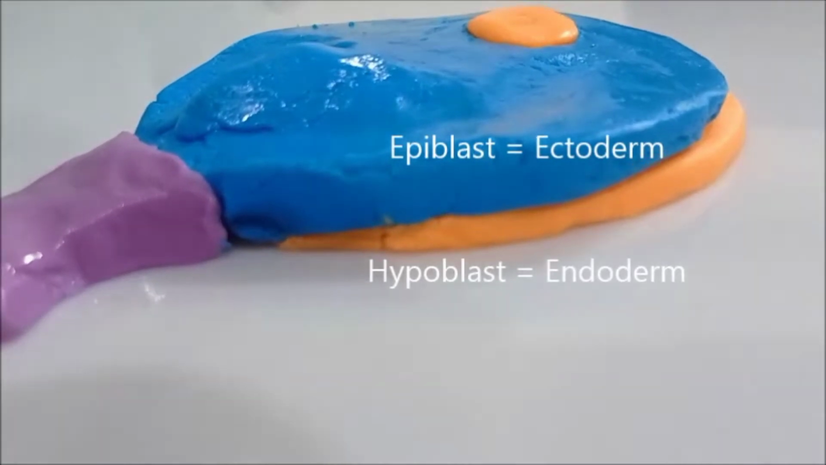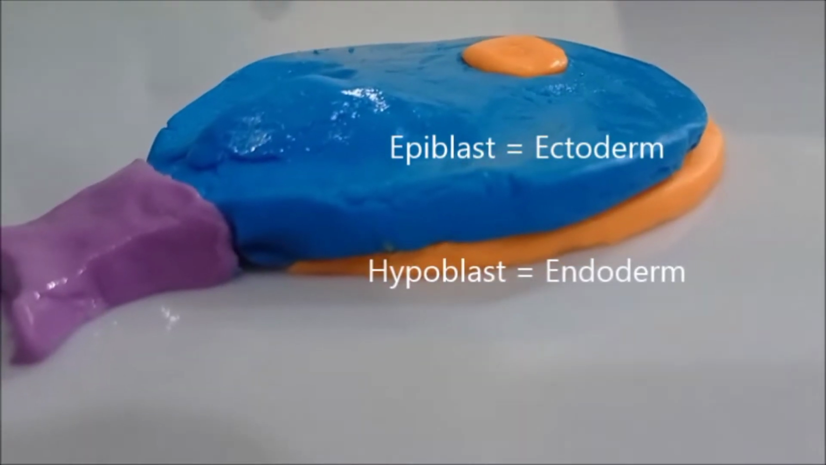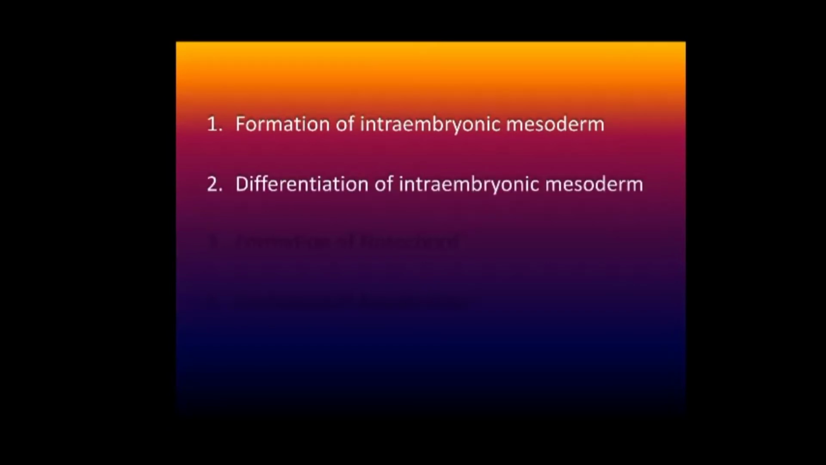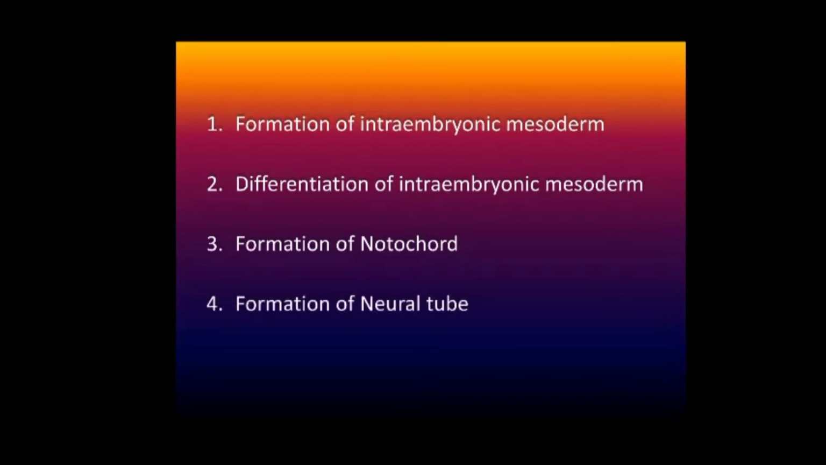Gastrulation is the process of formation of trilaminar germ disc. Today we will discuss the formation of intraembryonic mesoderm, then the differentiation of intraembryonic mesoderm into three different types: the paraxial, intermediate and lateral plate mesoderm, and subsequently formation of intraembryonic coelom, then the formation of notochord, and finally the formation of neural tube. In earlier video we have already seen the formation of ectoderm and endoderm, and now we will see the formation of intraembryonic mesoderm.